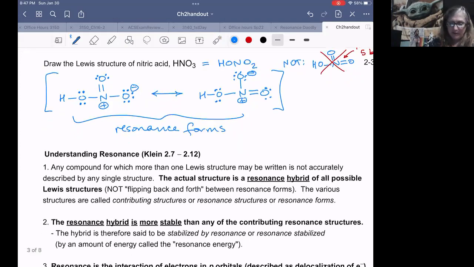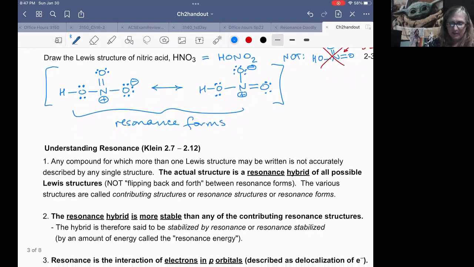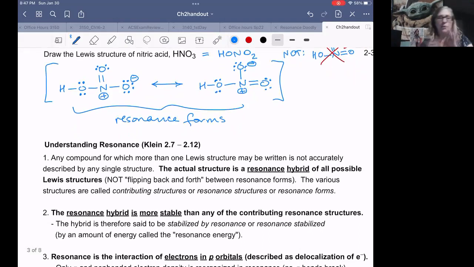Here's some descriptions of resonance. You'll see this in sections 7 through 12. That, again, is a huge part. This is the most significant part of chapter 2, learning all about resonance.